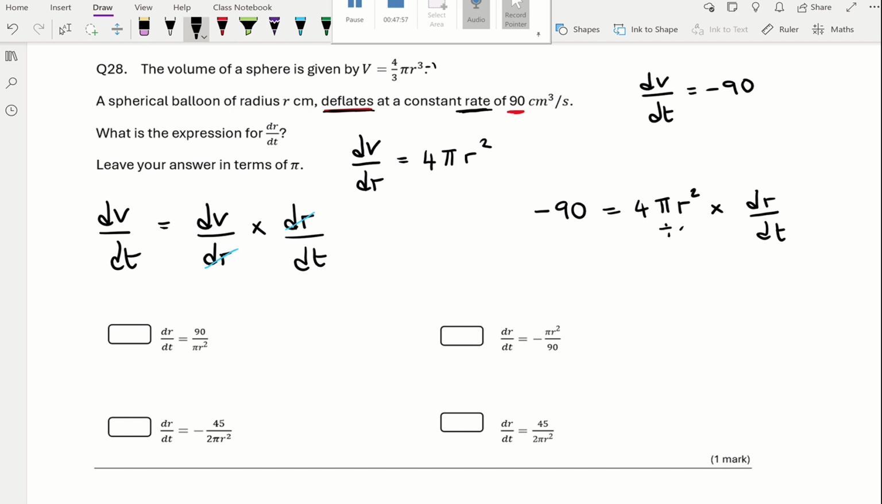So we need to divide both sides by 4 pi r squared. So this is negative 90 over 4 pi r squared. And if you put that into your calculator, negative 90 divided by 4, you'll get negative 45 over 2 pi r squared. You're basically dividing both this by 2 and this by 2. That's the common factor between them. So minus 45 over 2 pi r squared, and that is the correct answer. And that is also the end of the practice test.